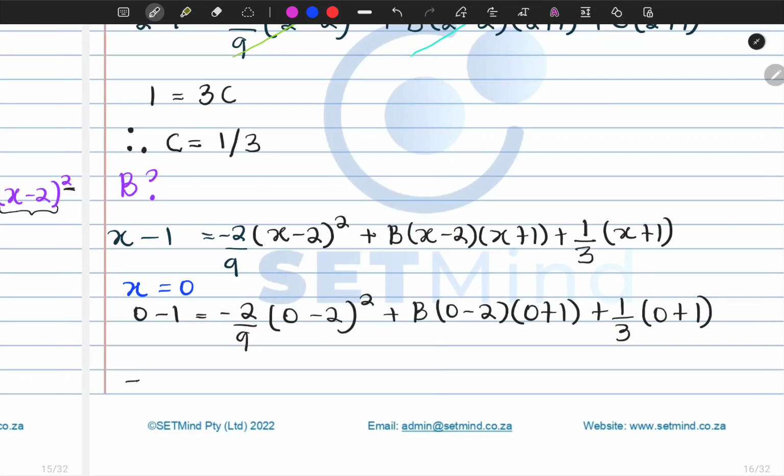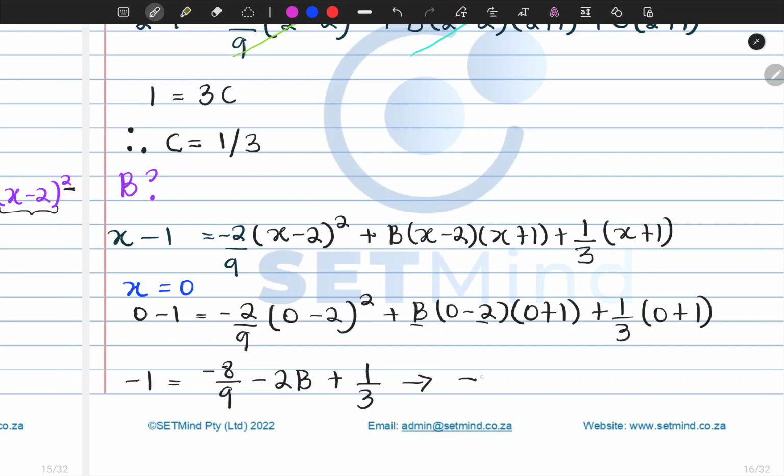So if you look carefully, we'll have negative 1 equals, when we square the negative 2, it will give us a 4. The 4 will multiply on top. We'll end up having negative 8 over 9. And then the b will multiply with the negative 2, which will be negative 2b. And then plus 1 over 3.